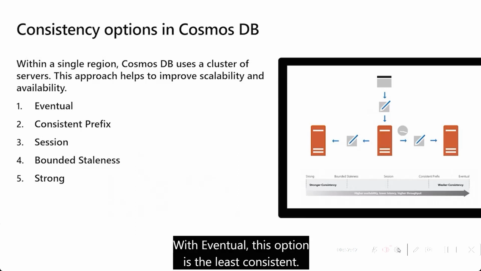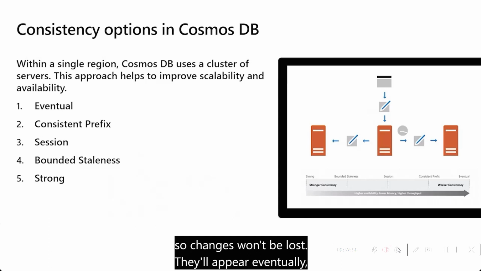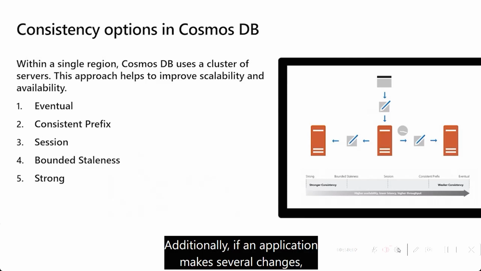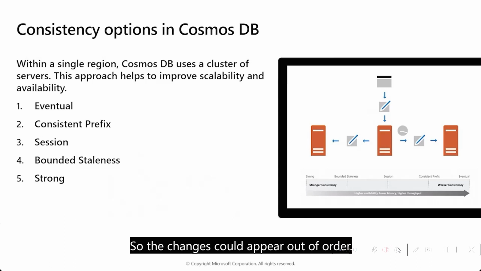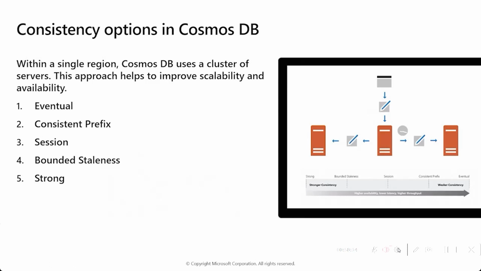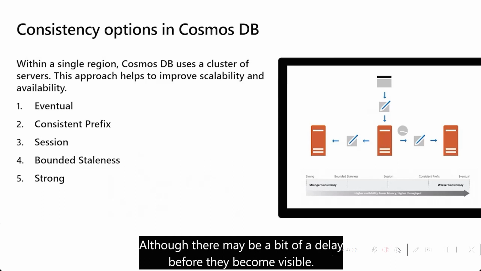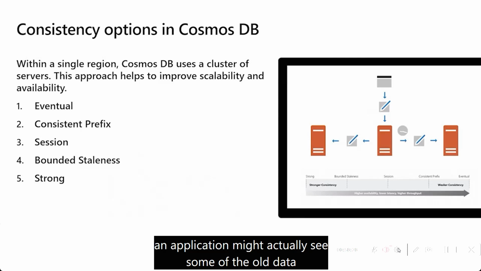With eventual, this option is the least consistent. It's based on the situation that we've just described. So changes won't be lost. They'll appear eventually, but they might not appear immediately. Additionally, if an application makes several changes, some of these changes might be immediately visible, but others might be delayed. So the changes could appear out of order. With the consistent prefix option, this option ensures that changes will appear in order, although there may be a bit of a delay before they become visible. And in this period, an application might actually see some of the old data.